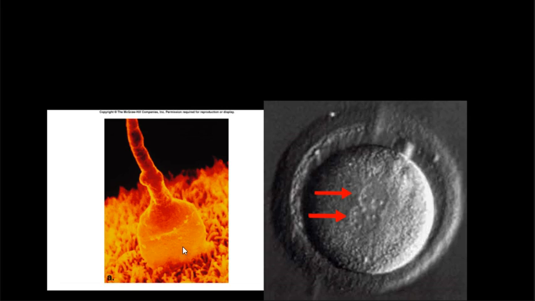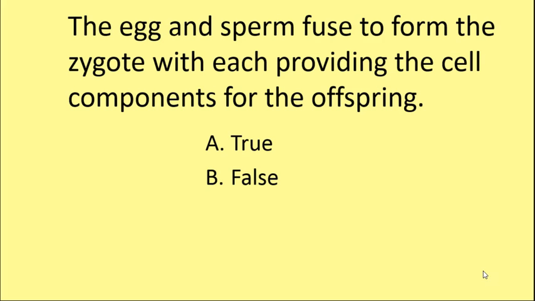So once that first sperm that gets through this outer layer hits a certain point, the layer blocks, right? And it doesn't allow any other sperm through. And then you get this pronucleus that'll fuse together, and then you'll have this wonderful little zygote. And the zygote is the fertilized egg. So here's your first question. The egg and the sperm fuse to form the zygote, with each providing the cell components for the offspring. True or false?